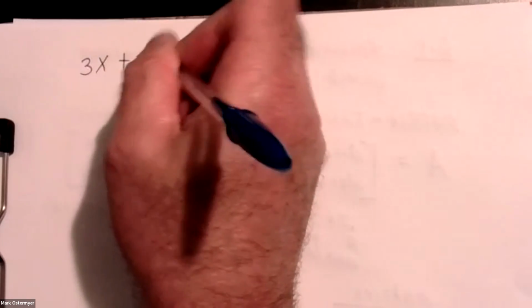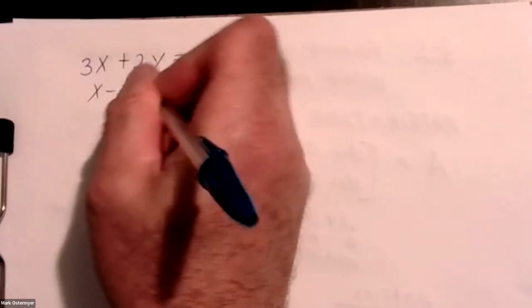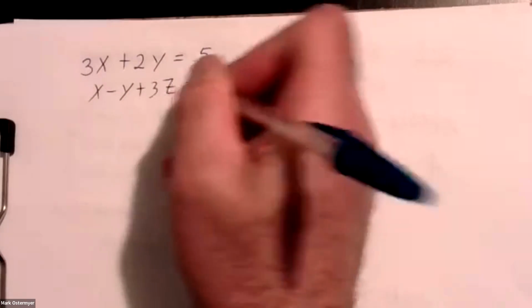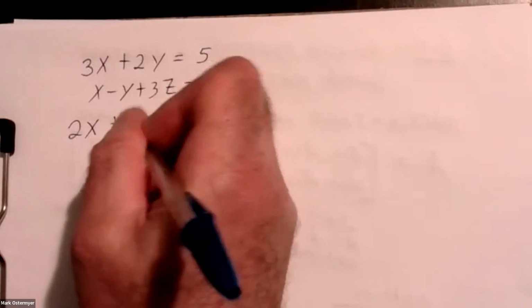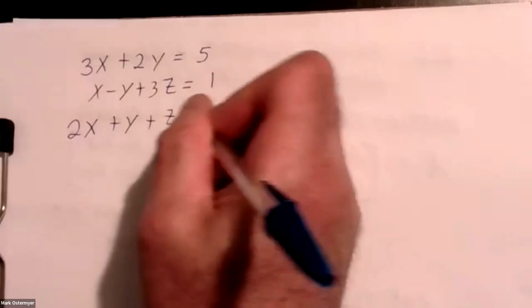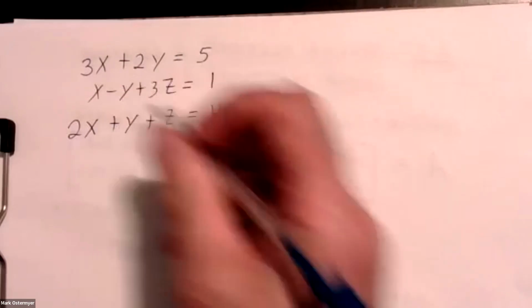Okie dokie. Suppose I have a system of 3 linear equations and 3 unknowns. So this is a linear system of 3 equations and 3 unknowns. Of course, it's a linear system because all the variables are raised to the first power.